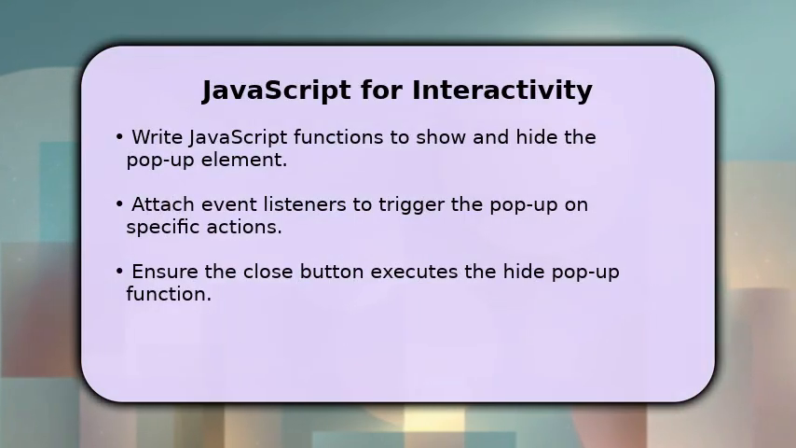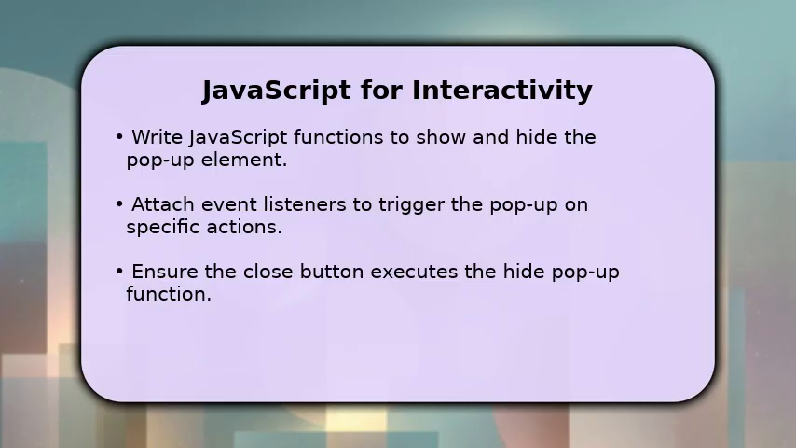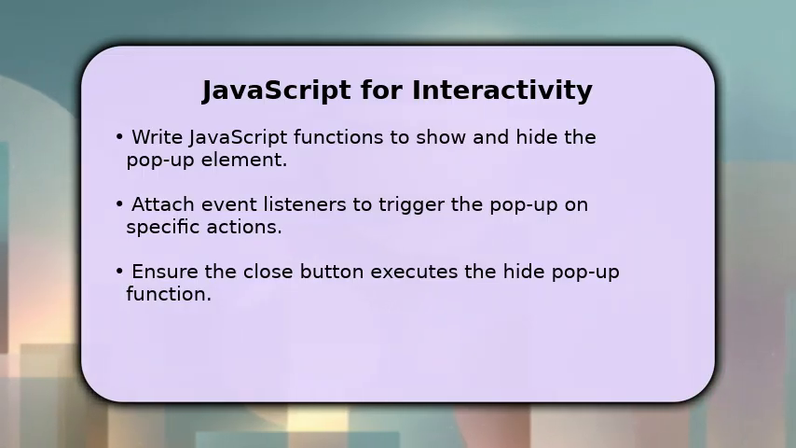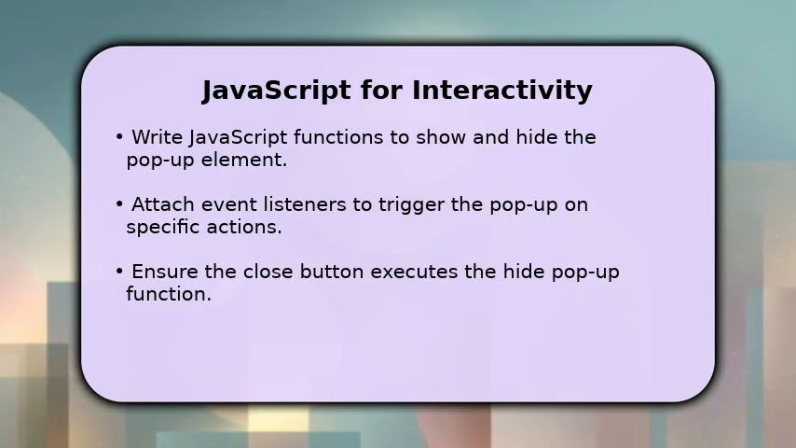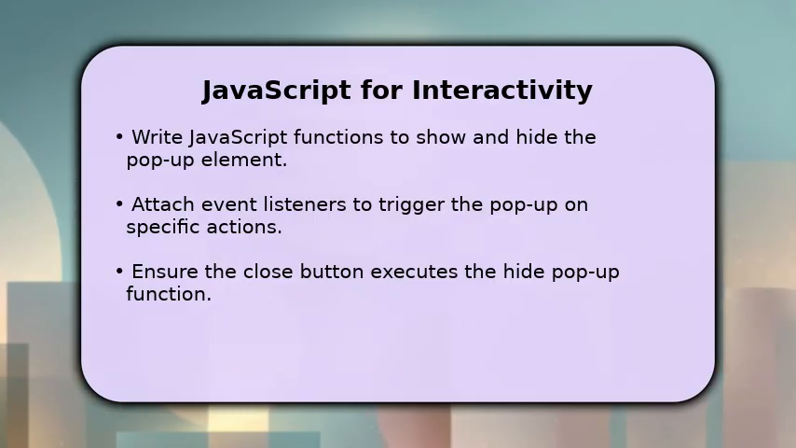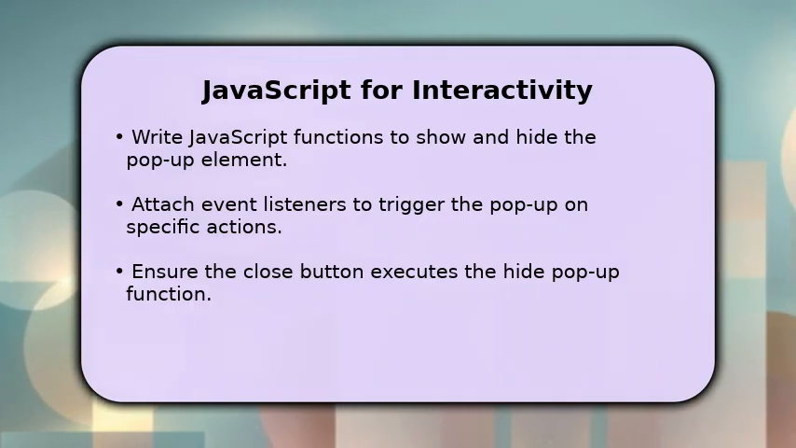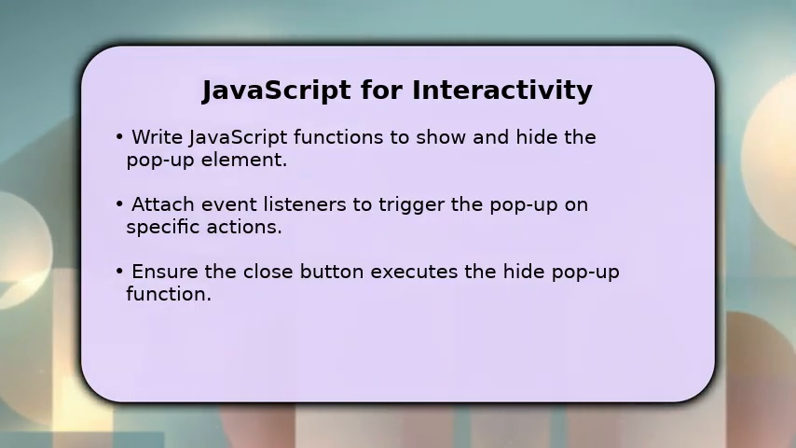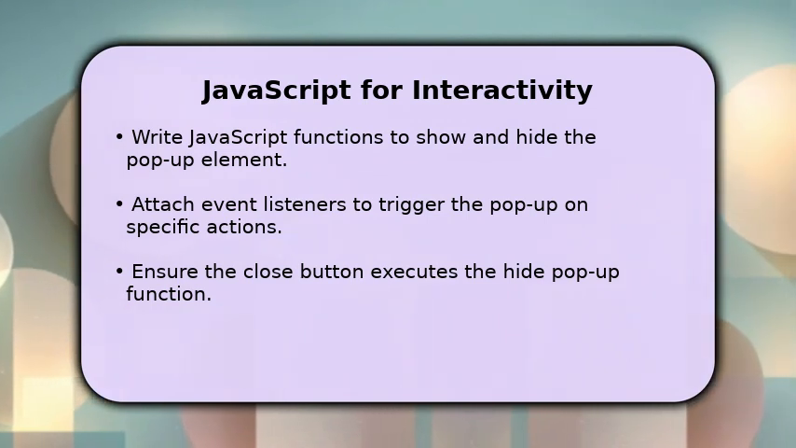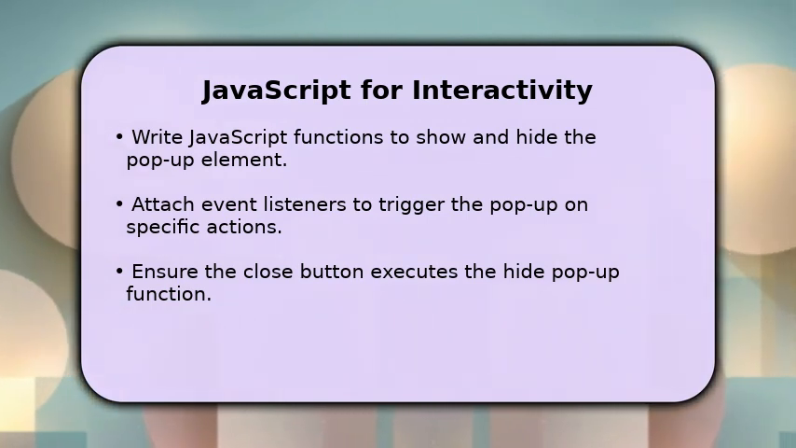Finally, JavaScript brings your pop-up to life. You'll write simple functions to toggle the pop-up's visibility, changing its display property from none to block or flex. Attach event listeners to elements like buttons or the document body to trigger these functions. For instance, a click on a Sign Up button could reveal the pop-up, and clicking the Close button will hide it. This adds dynamic interaction.